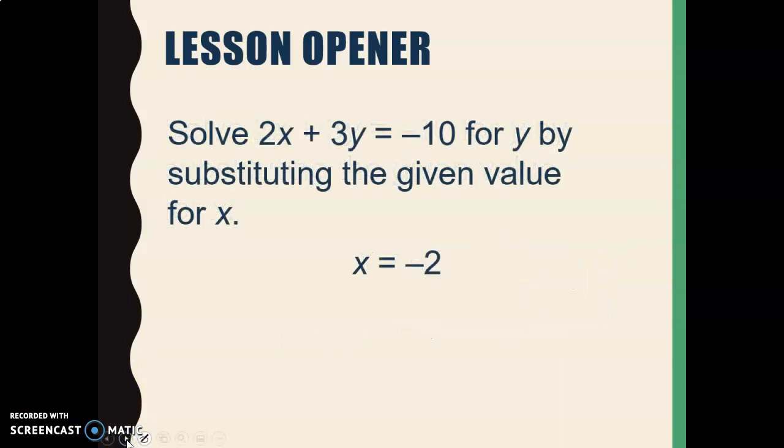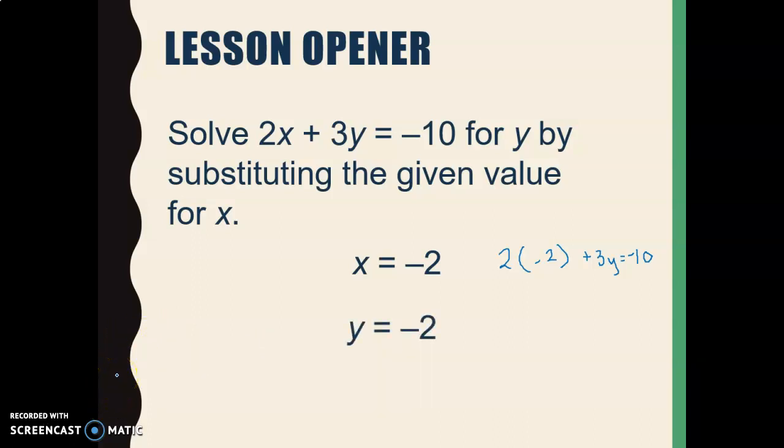Let's try another one. This time, let's solve 2x plus 3y equals negative 10. We're solving again for y by substituting this value of x. X equals negative 2. So everywhere we see an x, we are going to use parentheses and substitute a negative 2. So we've got 2 times negative 2 plus 3y equals negative 10. I'm not going to simplify this one on the screen, but I will let you pause, work this one on your own, and then check your work.